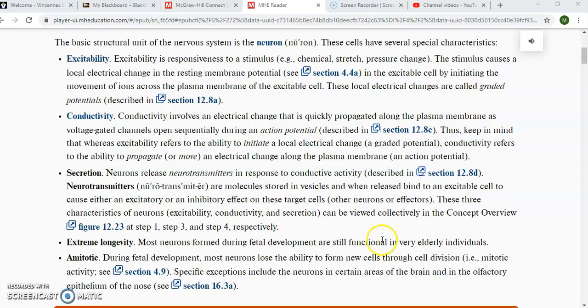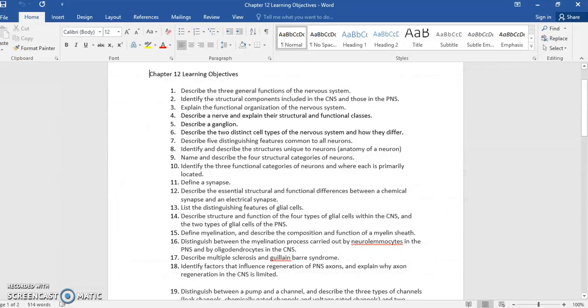All right, so those were our neurons. And so I think I'm going to stop this, that way we can talk about the anatomy of a neuron in the next video. And that should kind of overlap with what you're learning about the neuron and its anatomy in lab too.